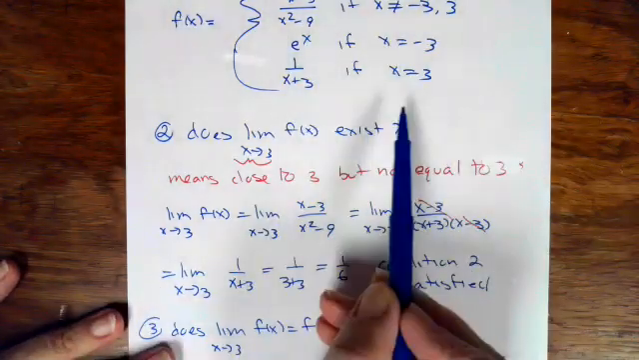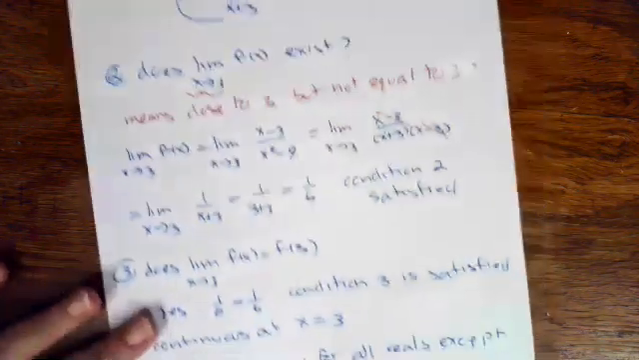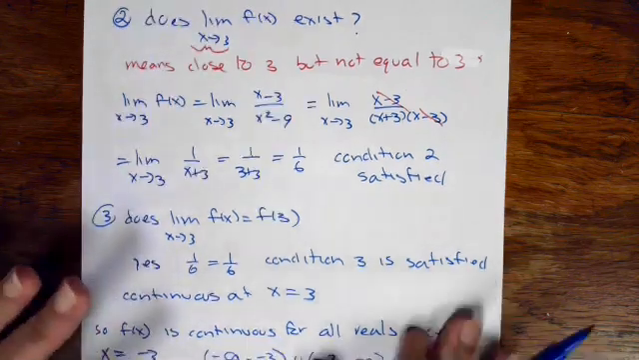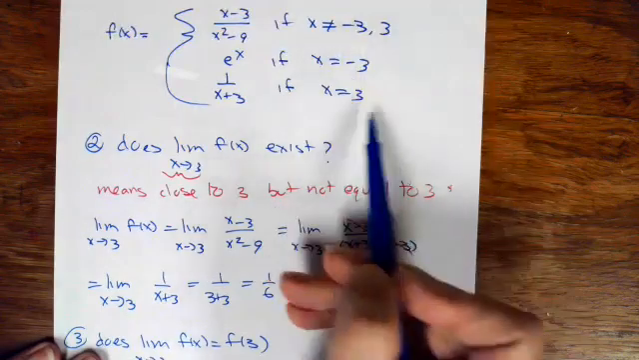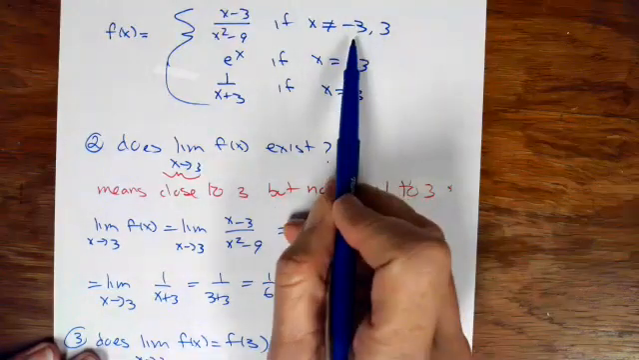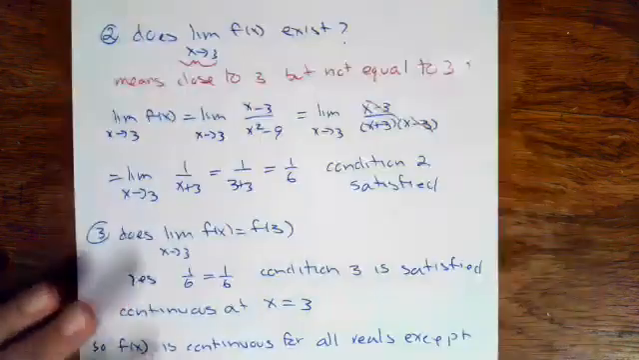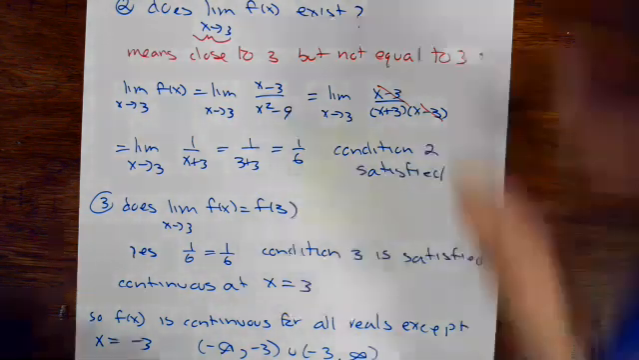In this class, when you're given a piecewise defined function, the answer is always going to be some version of continuous for all reals except maybe the numbers involved. And here, the numbers involved: -3, it was discontinuous; 3, it was continuous. So we ended up with all reals except -3. Okay, last question in this section.